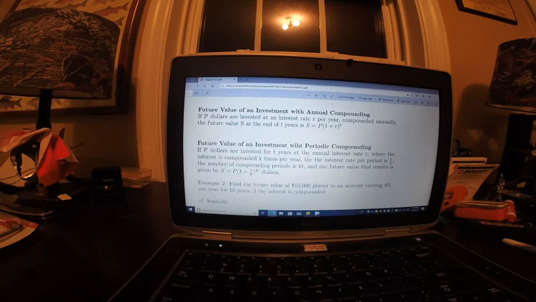Now, the future value of an investment with periodic compounding says that if P dollars are invested for t years at the annual interest rate r, where the interest is compounded k times per year, then the interest rate per period is r over k. The number of compounding periods is kt, and the future value that results is given by S equals P times (1 plus r over k) raised to the kt dollars.